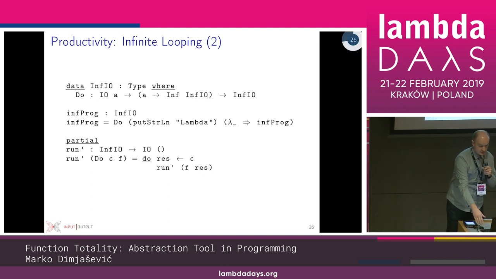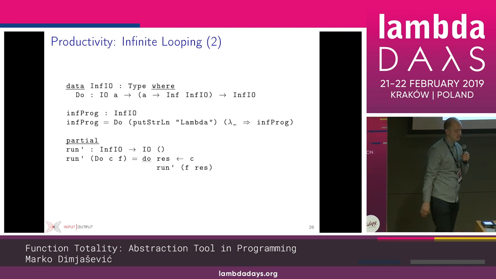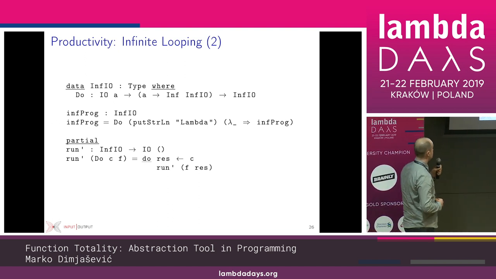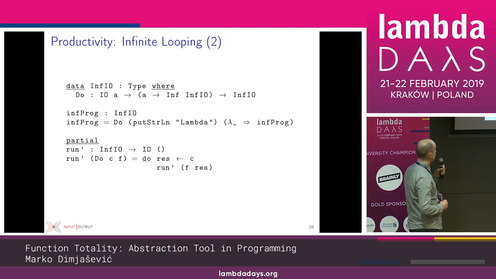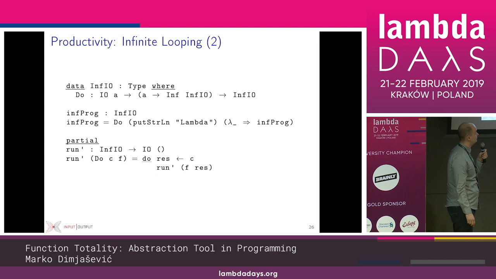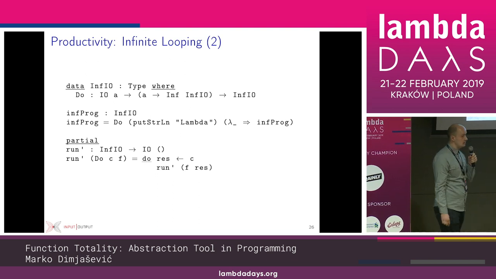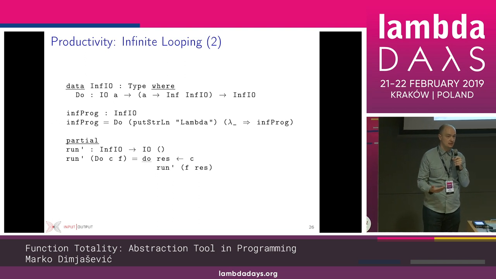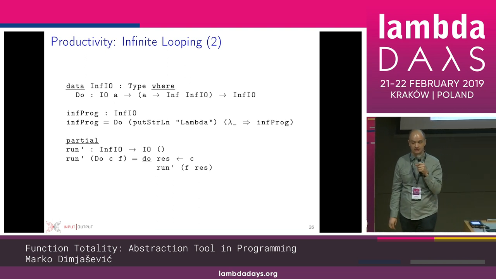The first version is not good, but we have to go through it to see why it's not good. So here we use a simple data type. We called it InfIO for infinite IO computations. And it has only one way to construct a value. It's called Do. It's like do in Haskell or similar languages.